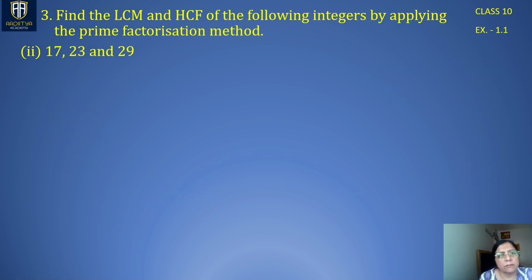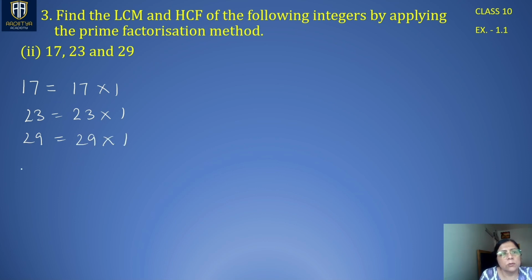Next we have 17, 23, and 29. Just by looking at these numbers, you can say that all of the three numbers are prime numbers. So we have no prime factorization of these numbers because they are prime. 17 is 17 into 1, 23 is 23 into 1, and same is the case with 29. It is 29 into 1. So if they cannot be broken down into other numbers, they have only two factors, 1 and the number itself. So the HCF of these numbers is nothing but 1, which is common to all the three numbers. Now we come to find the LCM of these numbers.